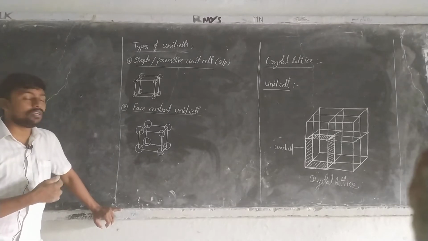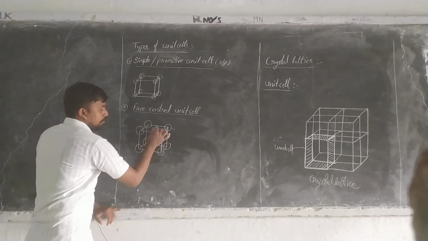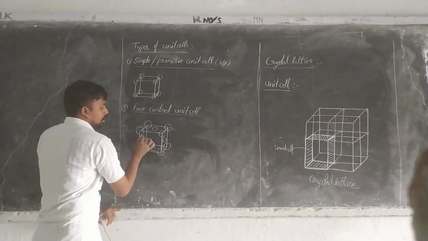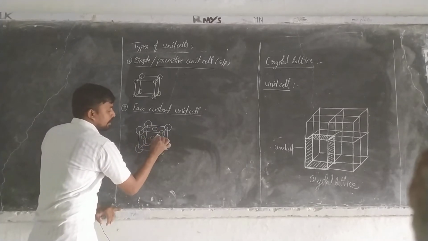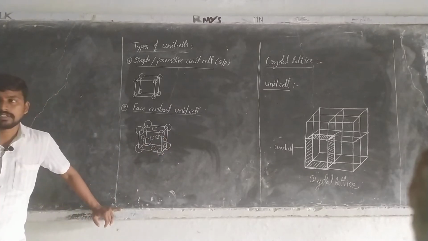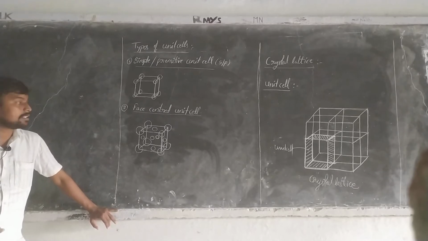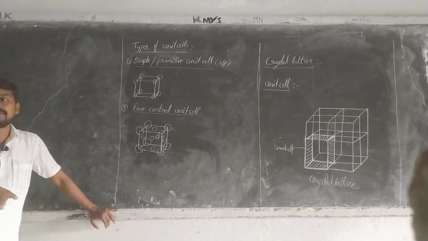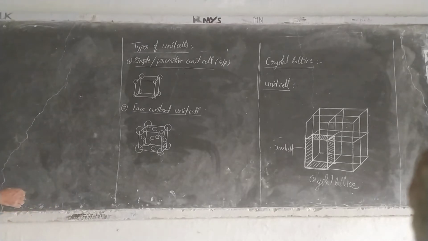Crystal lattice, unit cell has 6 faces. So center of the first face, center of the second face, center of the third face, center of the fourth face, center of the front face, center of the back face. Total 6 faces. So this is the structure of the face centered unit cell. So face centered unit cell means constituent particles present at the corners of the unit cell and center of the faces. Then it is said to be a face centered unit cell.